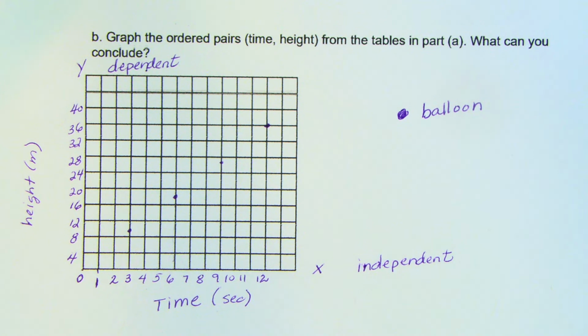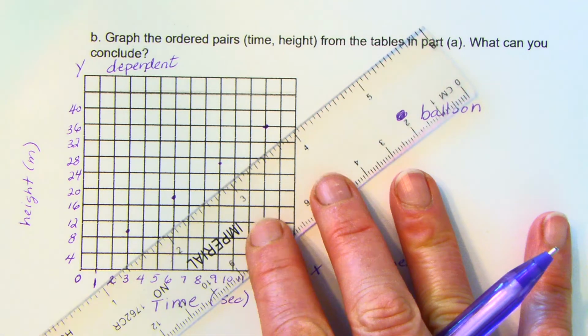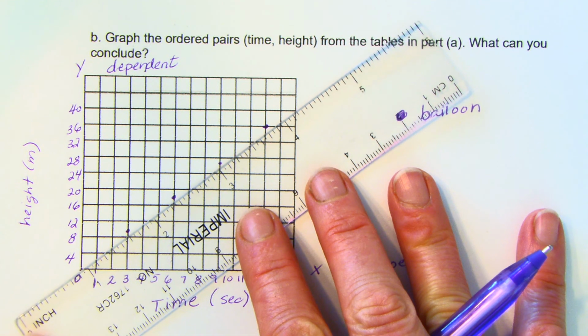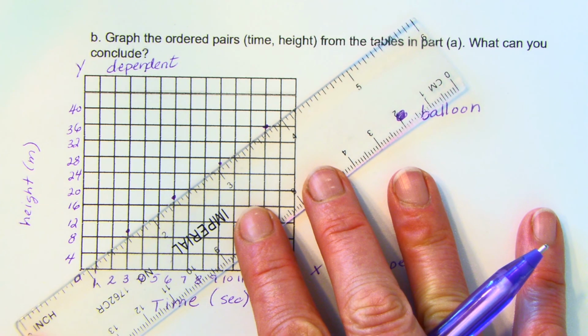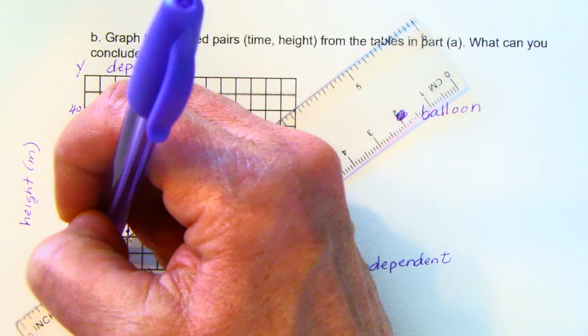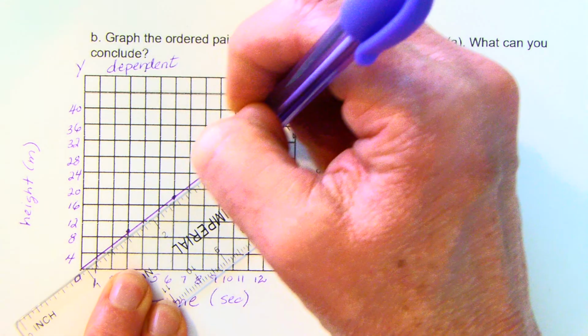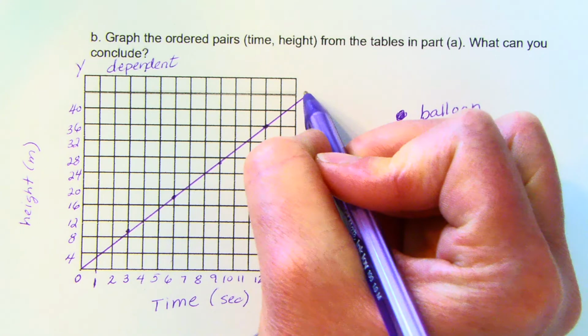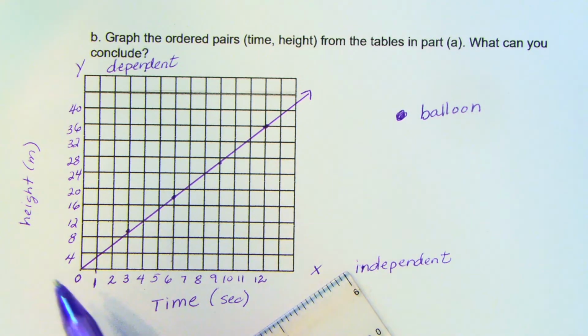You should notice that it is a straight line, right? It's a straight line because the balloon is rising at a steady rate. It's going up 9 meters every 3 seconds, going up steadily. Okay, and it starts here at 0 because when no time has passed, the balloon hasn't gone up at all.